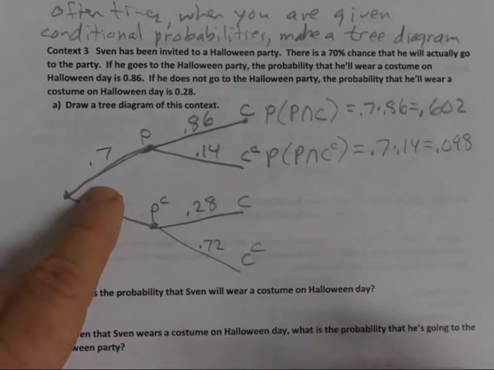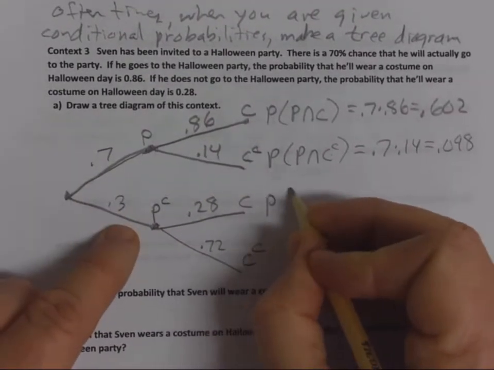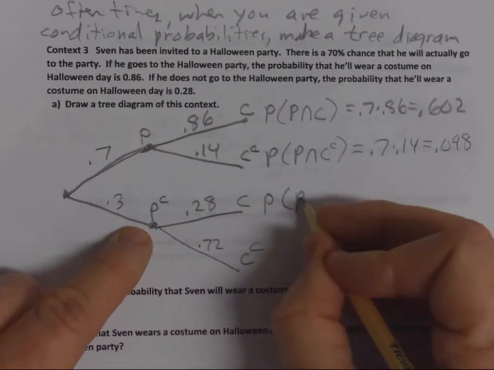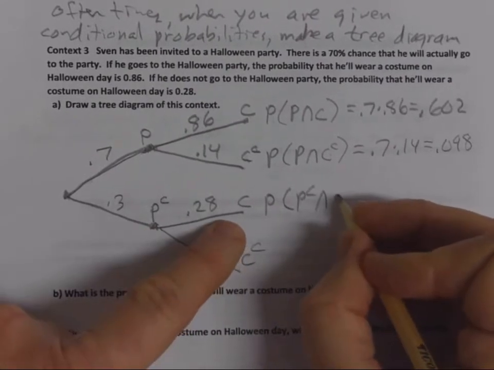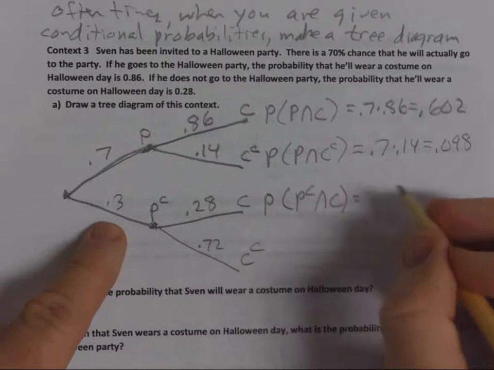Then we have, if he doesn't go to the party. Well, this event is that he doesn't go to the party, but yet he does wear a costume. What's the probability that that's going to occur?